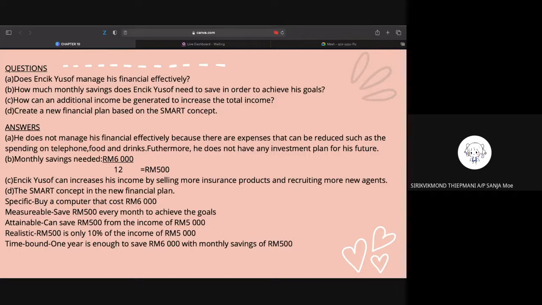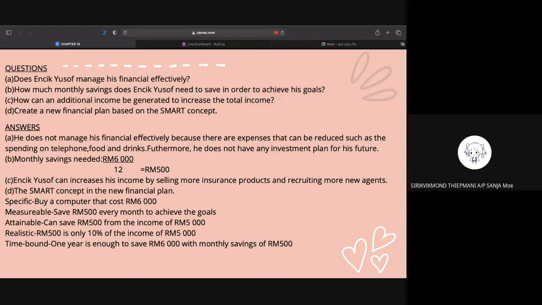Create a new financial plan based on the SMART concept. For the answer, the SMART concept in the new financial plan for S, specific: buy a computer that costs RM6,000. Maksud dia, goal Encik Yusof ni dia specific, iaitu hendak membeli sebuah komputer yang costnya RM6,000. And measurable: save RM500 every month to achieve the goals. Maksud dia, Encik Yusof kena simpan RM500 setiap bulan untuk mencapai goal.